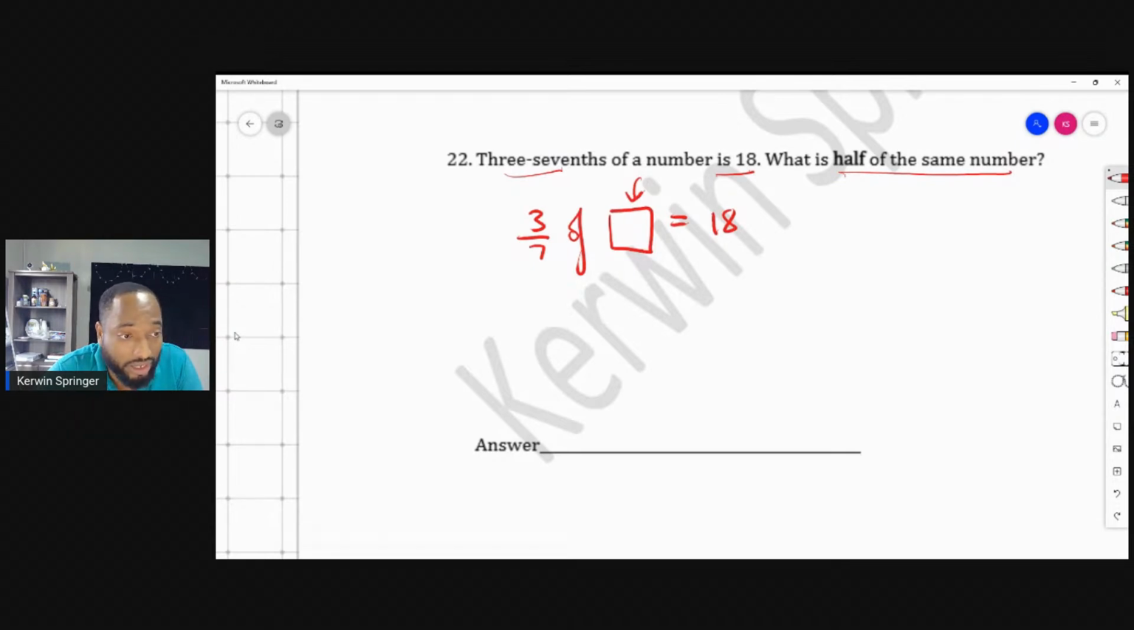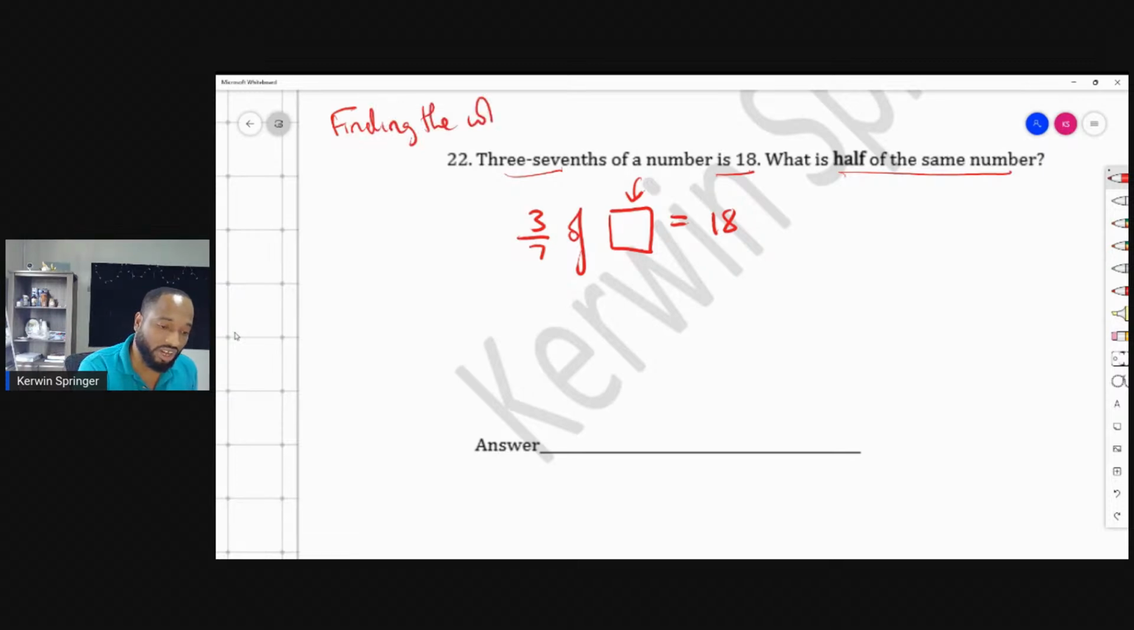3/7 of some number is 18. So one thing that is going to come in SEA, guaranteed, parents, is finding the whole. A principle called finding the whole. This is definitely one thing I'll put in that revision checklist, or whatever I'll call the book. Finding the whole is going to come.